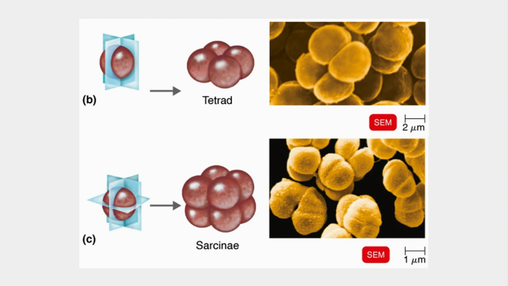If a bacterium divides on three different planes and sticks together as groups of 8, we can have a sarcina, which is what we see in image C here.